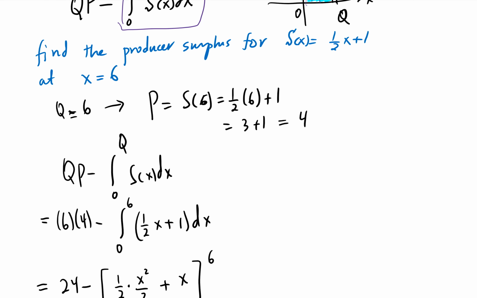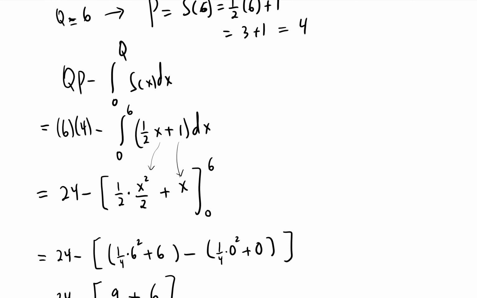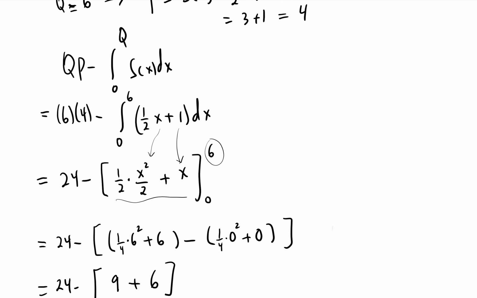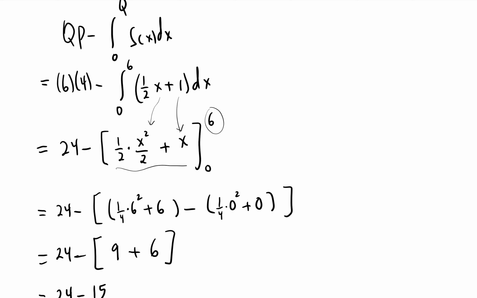dx. And that gives me the antiderivative of X is X squared over 2. Antiderivative of 1 is X, from 0 to 6. Then we need to substitute the upper bound first into this, minus the 0 next. That gives us 24 minus 15, which is 9.